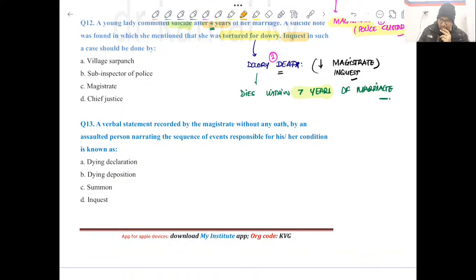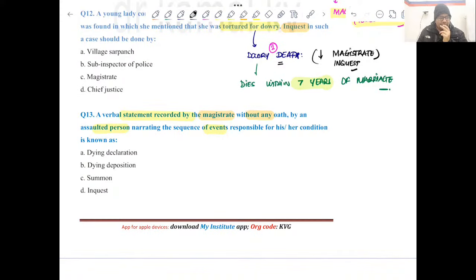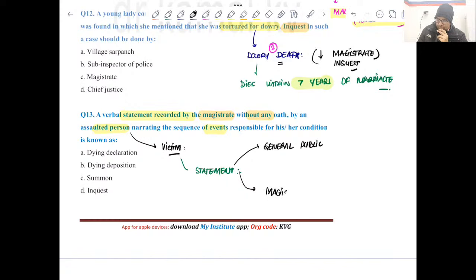Then moving forward, a verbal statement recorded by the magistrate, right? So statement recorded by the magistrate without any oath by an assaulted person narrating the sequence of events responsible for his condition. Now what is this known as? Now here the person, this is the victim here, and victim is giving statement. Now here you need to remember two things. Whether the statement is given to general public or it is given to magistrate. If it is given to general public, this is dying declaration.